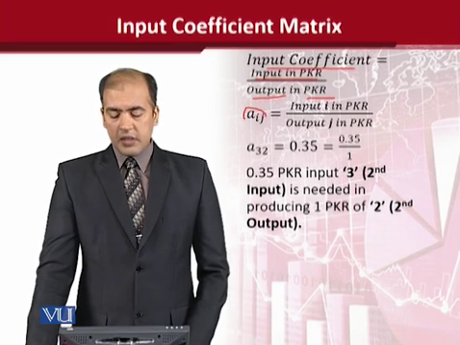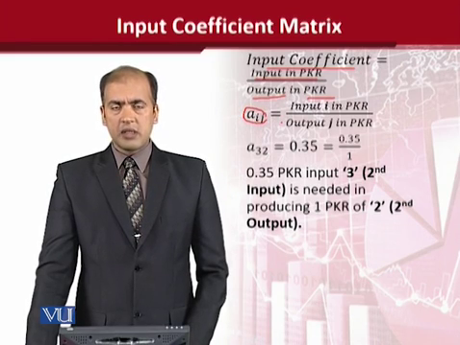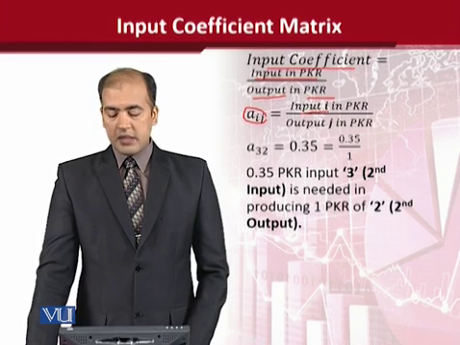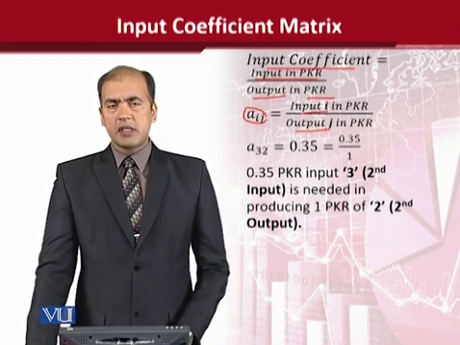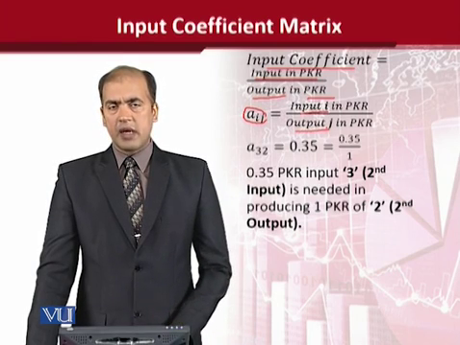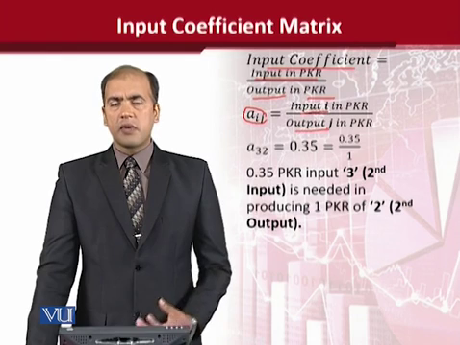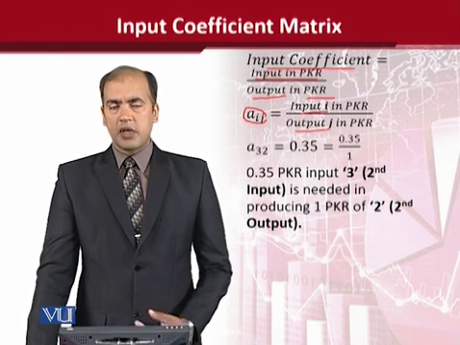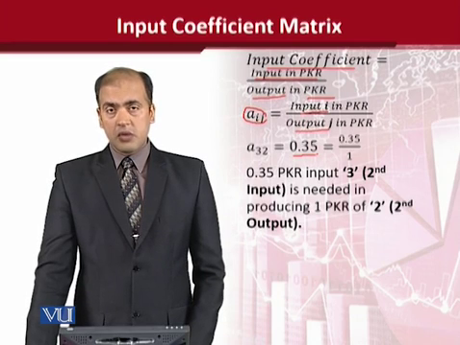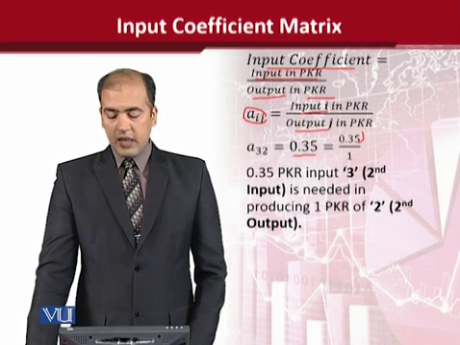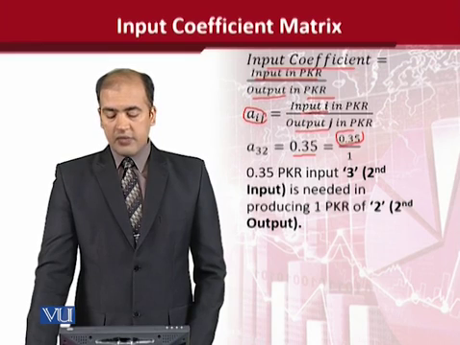Now this can be denoted with the help of Aij. In this case we are using Aij, where i represents the input and j represents the output. As we shall see in upcoming slides, this set of input coefficients appears in a matrix. Now how can this ratio be calculated? Simply by putting in their values, for example 0.35.